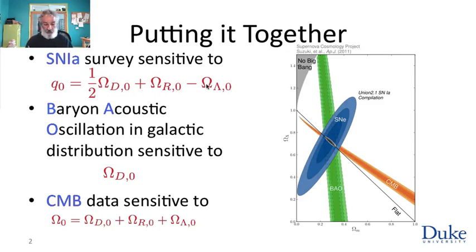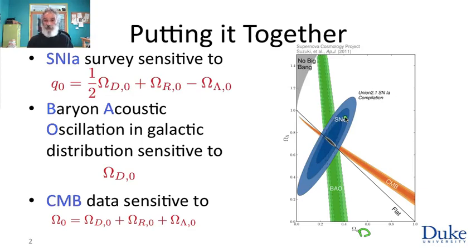And so what that means, of course, is that we know the energy density in radiation is very small. So if you ignore that, you see that if you only had a supernova survey, you would know this linear combination, but there would be a sort of degenerate direction. So this over here is what the supernova survey tells you. In this plot, we're plotting omega m, which is what I call omega d, on one side, and omega lambda on the other. And what the supernova survey tells you is that this combination, a half of omega d minus omega lambda, is constrained to within very narrow ranges.